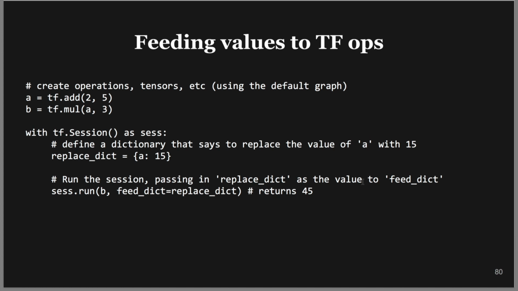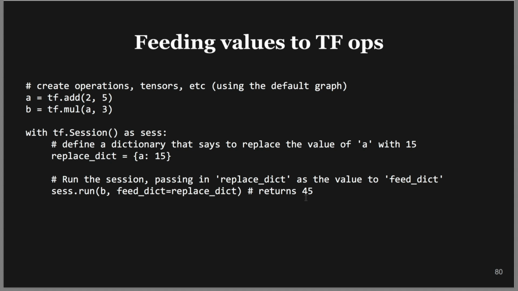In this case, for example, you have a equal to tf.add of 2 and 5. It's not a placeholder, it's an actual op with real values, and B is using that. Now here, you can create a dictionary of A: 15. And if you call sess.run on B with the dictionary as the second argument, it will replace the value of A with 15. In this case, 15 times 3 is 45, and that's going to be returned to you.